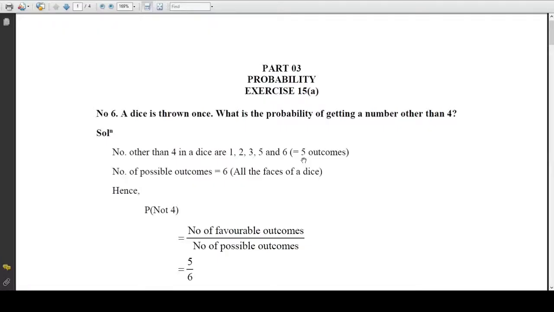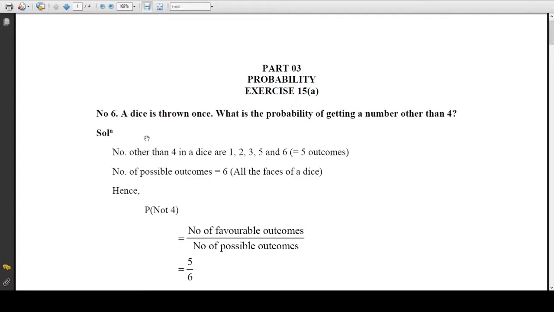Okay, welcome again to this part 3 on the chapter 15, which is on probability. The question we'll be doing here is number 6. A dice is thrown once. What is the probability of getting a number other than 4?